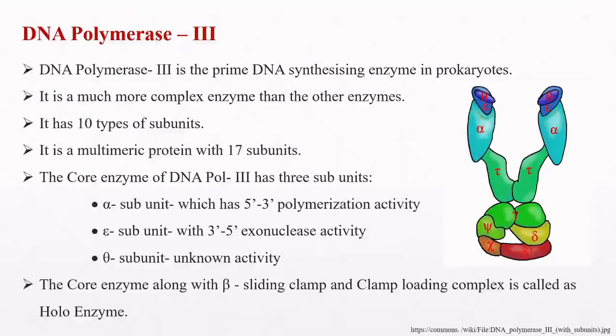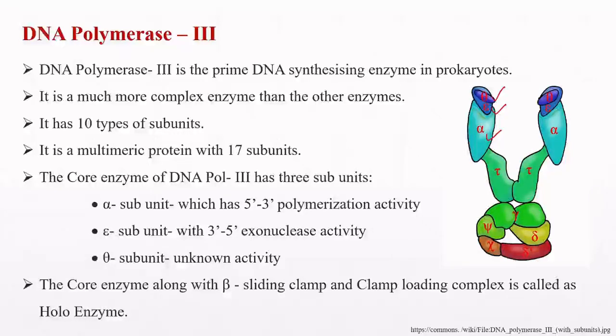Then comes DNA polymerase III. DNA polymerase III is the prime DNA synthesizing enzyme in prokaryotes. It is a much more complex enzyme than the other enzymes. It has 10 different subunits and a total of 17 subunits per enzyme. The core enzyme of DNA polymerase III has 3 subunits: alpha, epsilon and theta.